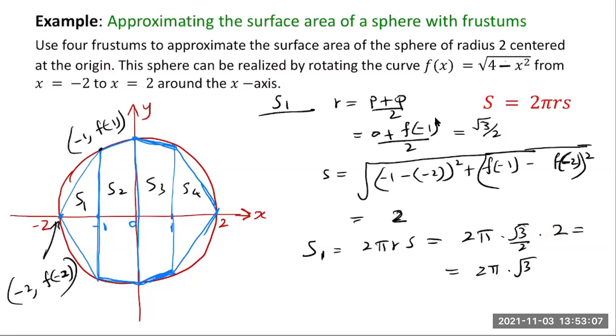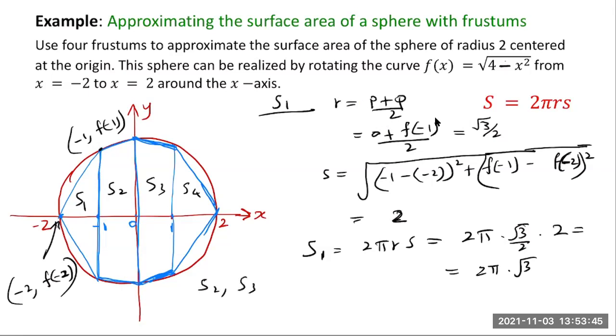Similarly, we can find S2, S3, and S4. You follow the same procedure. You identify your radius by using this formula, P plus Q over 2, and then you find the slant length. For example, if you go to the second frustum, you can find this slant length by finding the distance between these 2 points. Those 2 points are known, so you can find the slant length. And then, of course, you can find your R by taking the average of this radius and this radius.